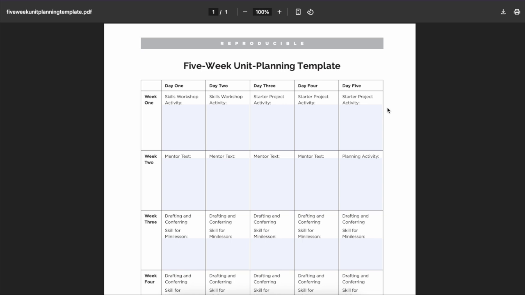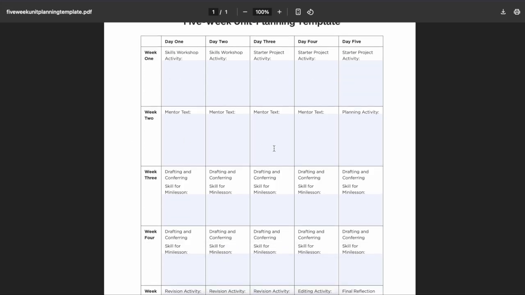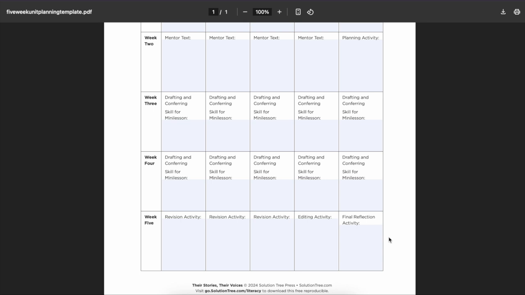If you see your students 5 days a week, here's what happens in week 1, right? We're starting with kind of a workshop activity on skills. We're going to the starter project. We're looking at some mentor texts, right? And we continue on and include some revision and editing and final reflection time, which I absolutely adore.